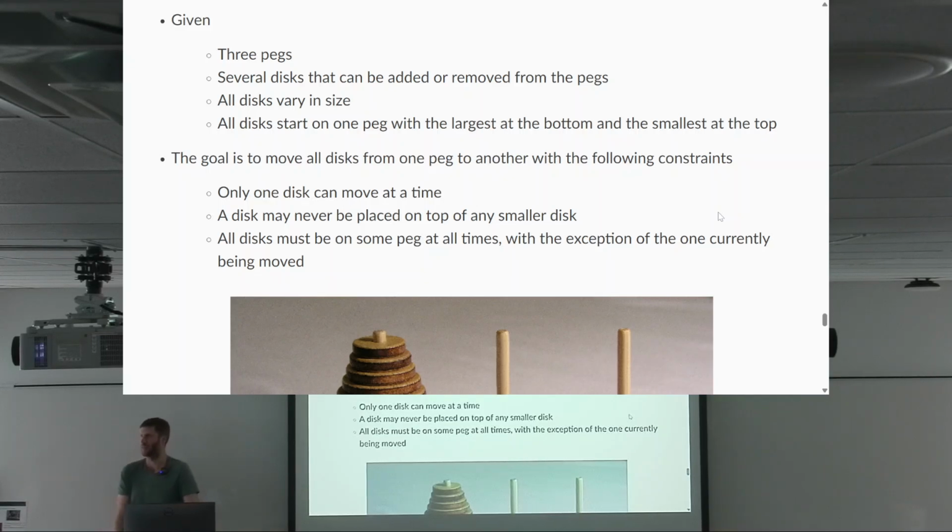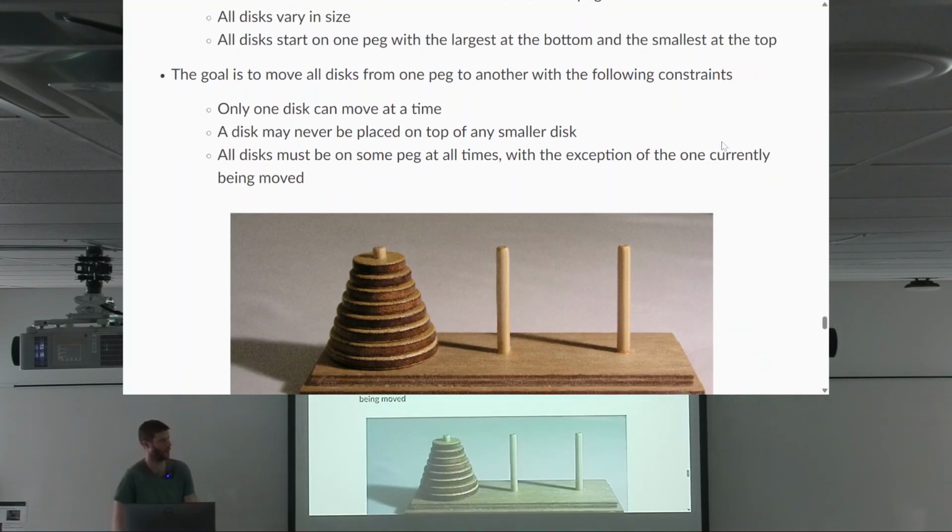Anyways, that's the rule. There are several discs that can be added or moved from peg to peg. All discs vary in size. All discs start on one peg with the largest at the bottom and the smallest at the top. The goal is to move them all from one to another such that you can only move one at a time. No bigger disc can be above a smaller disc, and all discs must be on some peg.